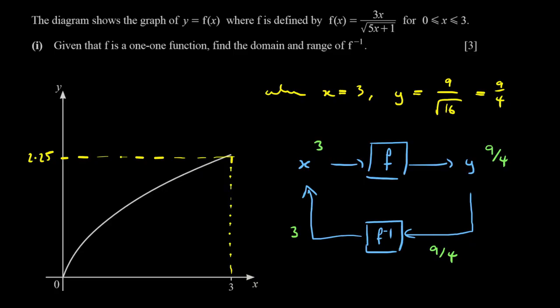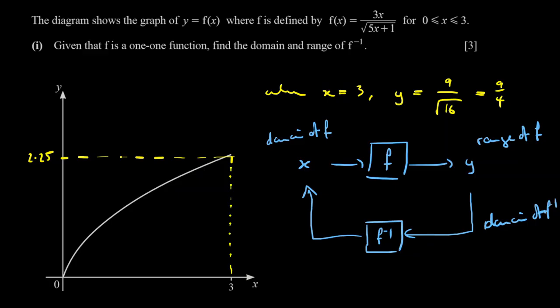Now, what is domain and range? Domain is the set of all the input values, and the range is the set of all the output values. So here we've got the domain of f, and here we'll have the range of f. What you should notice is that the outputs of the original function become the inputs of the inverse function. That means that the domain of our inverse function should be the same as the range of our original function. These two things are one and the same.